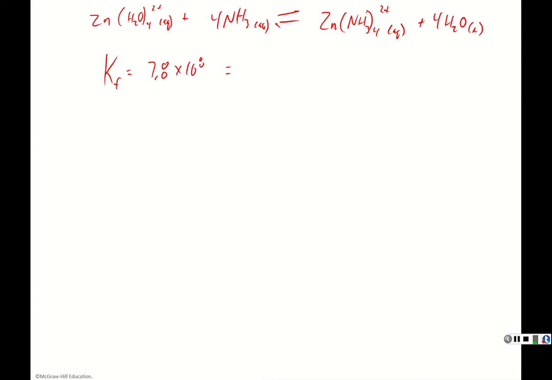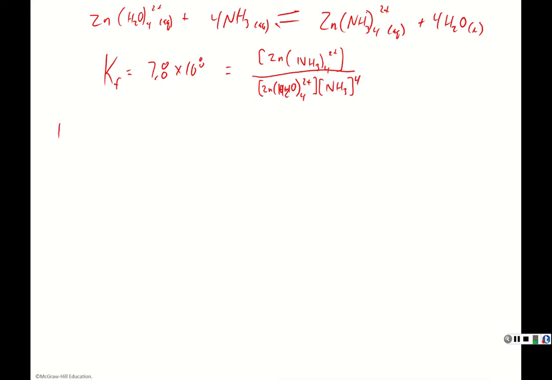And write that expression for Kf, which we do the same way we would write an expression for Ksp or Kc, right? They're always products over reactants. Whoops, that's H2O, not OH. Times concentration of NH3 to the 4th power. Okay, so that's our expression.